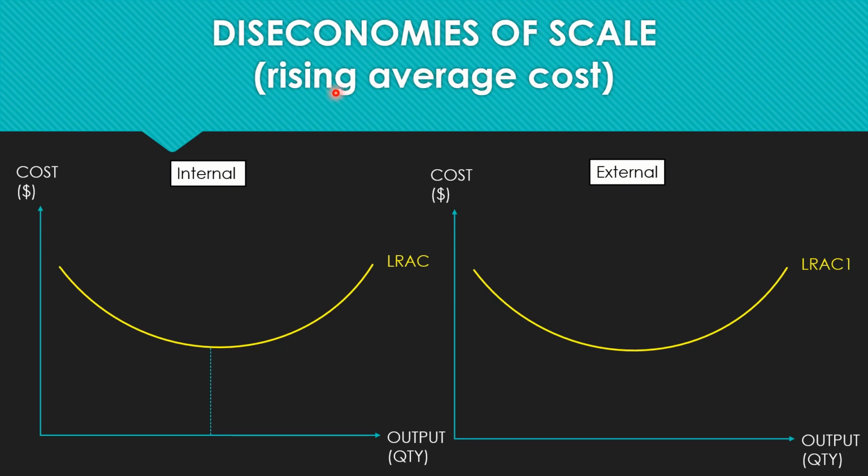The opposite of economies of scale will be diseconomies of scale. This would mean rising average costs as output increases. Again, it could be due to internal reasons and it could be due to external reasons. If it's due to internal reasons, it will be demonstrated this way, in the upward sloping part of the LRAC curve. Now if it's due to external reasons, the whole LRAC will shift upwards. This would mean that the average cost has increased.